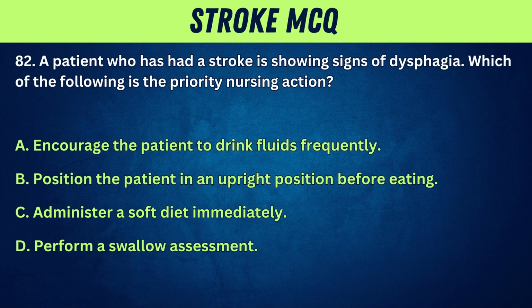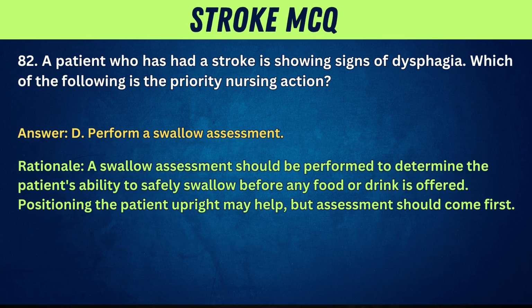82. A patient who has had a stroke is showing signs of dysphagia. Which of the following is the priority nursing action? A. Encourage the patient to drink fluids frequently. B. Position the patient in an upright position before eating. C. Administer a soft diet immediately. D. Perform a swallow assessment.